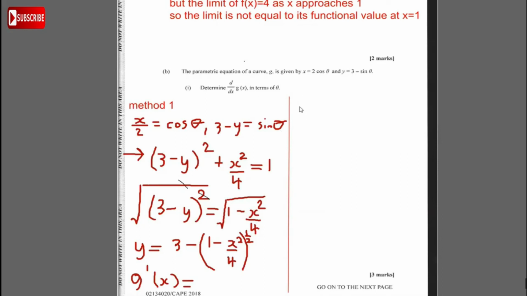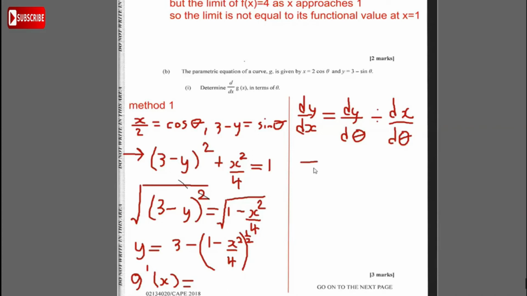The parametric way is to say that g of x is really y. So really what they're asking you to find is dy by dx. This is now method 2, which most people will do. Dy by dx is equal to dy by d theta divided by dx by d theta. This is dy by dx.